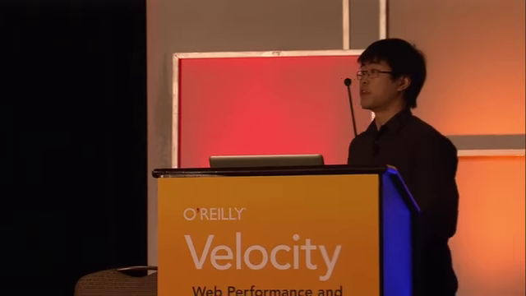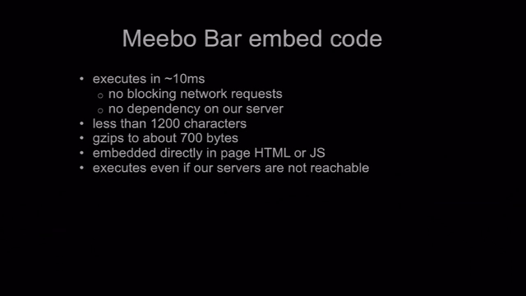Just to give an example of embed code that works well, we've developed this code since we started the Meebo bar for 2 years. Right now, it executes in about 10 milliseconds. It's not blocking on any network requests, and it doesn't depend on our server. So if you put this code on your site and our server's gone, or the client just can't reach our server for some reason, your site won't be affected besides this 10 millisecond overhead.